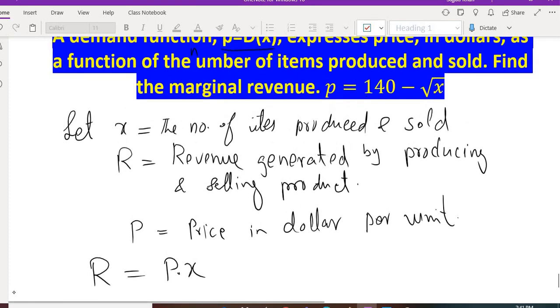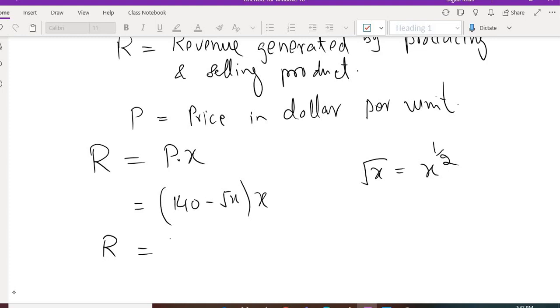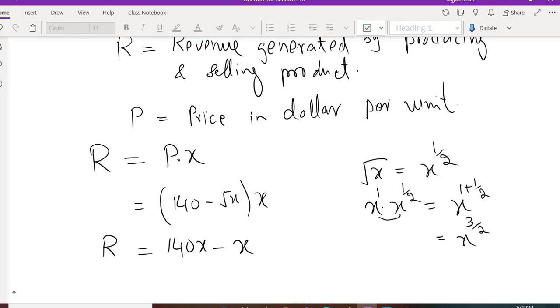P is already given here, so just substitute the value of P, which is 140 minus square root x, times x. We already know that square root x can be written as x to the power 1 over 2. So R can be written as 140x minus x times x to the power 1 over 2. The bases are the same, so we add the powers: 1 plus 1 over 2 gives us 3 over 2, or 1.5.